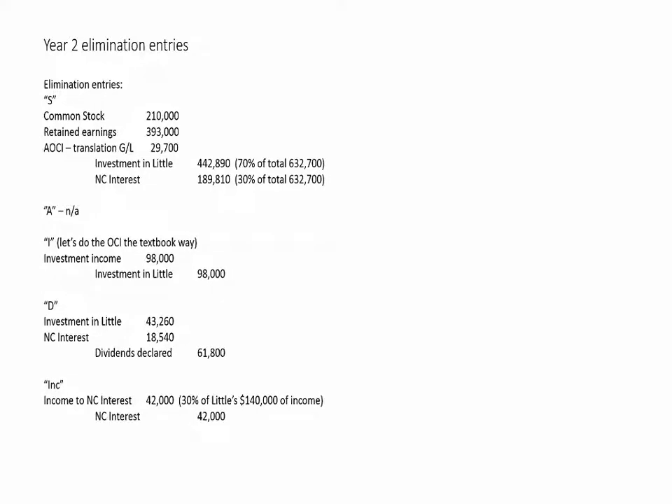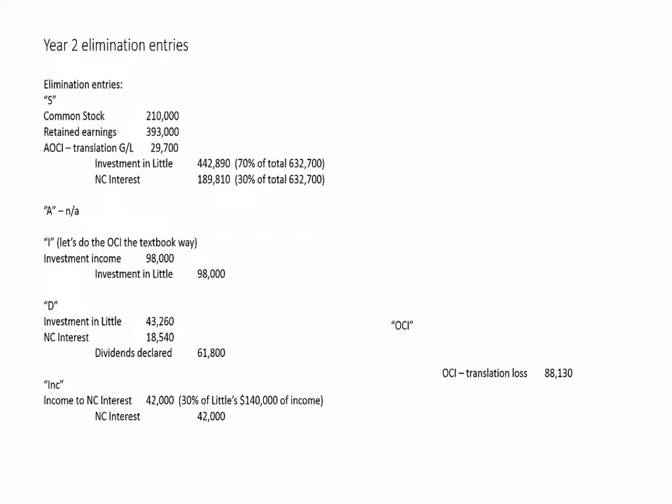So anyway, I for investment income, as always, we go ahead and eliminate our investment income against the investment in Little. D for dividends, as always. And Inc., as always. Again, allocating 30% of Little's reported earnings. Now we have this other comprehensive income entry. Again, this is the way the textbook likes to prepare it. Basically, they're going to take what we previously viewed as the second half of the I entry and the second half of the Inc. entries and combine them into a single entry.